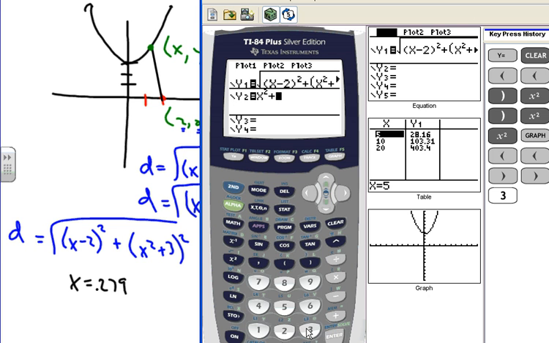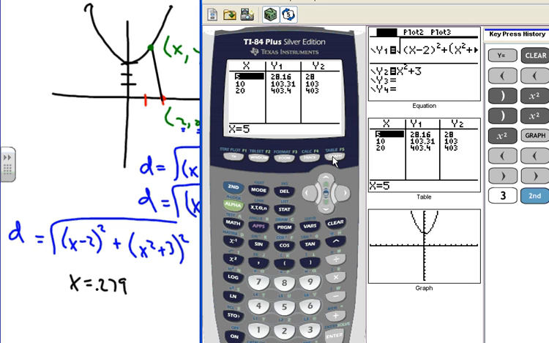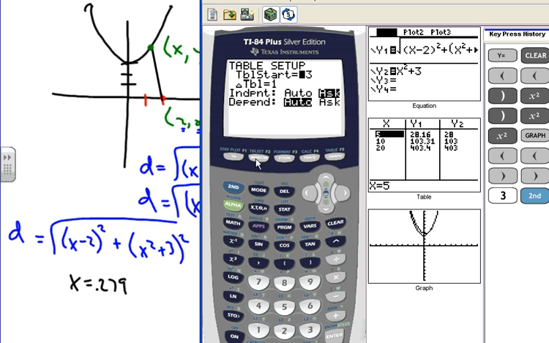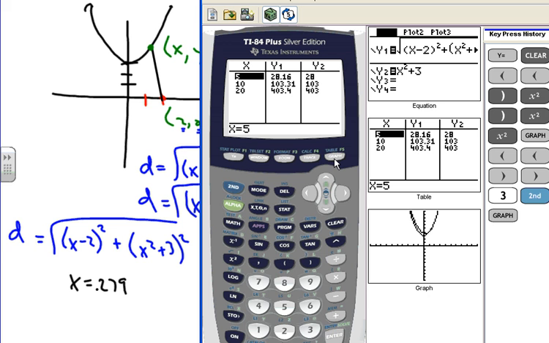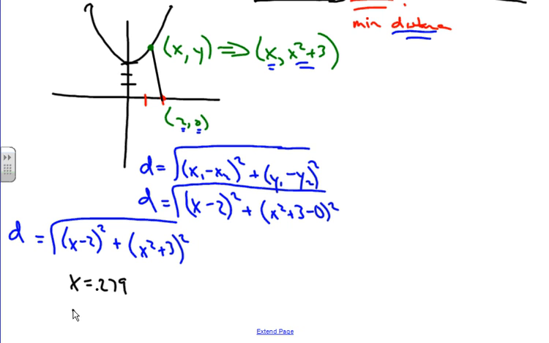Go plus 3. I'm going to go to my table, and I'm going to insert, just so you know, I go at table set, and I'm going to put this at ask, my independent variable. Ask that value. So go to my table. I'm going to look at y2. I'm going to put in 0.279, and obviously there's going to be a little bit of error here, but we get an approximated other value. y equals 3.078, I believe it was.